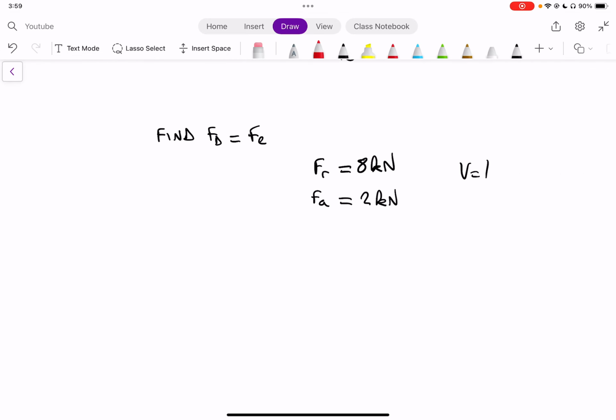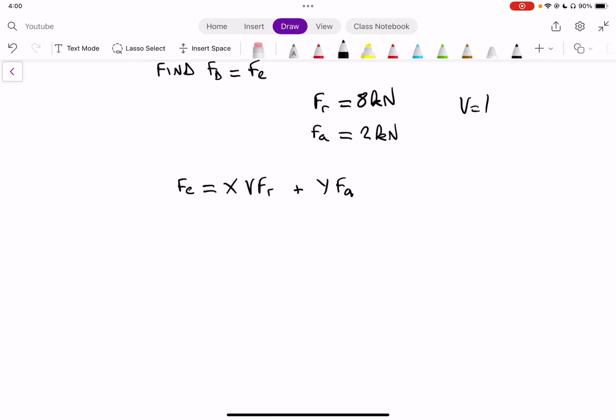So we have that FE is equal to x VFR plus y FA, and we now need to find, we know what our FA over VFR is, and we're going to have to compare that to our E value. So in order to find our E value, we know that we have to find FA over C0 because our E value is based on FA over C0.